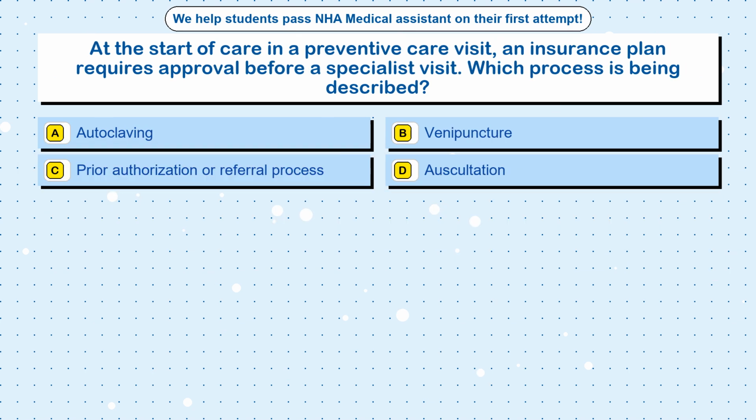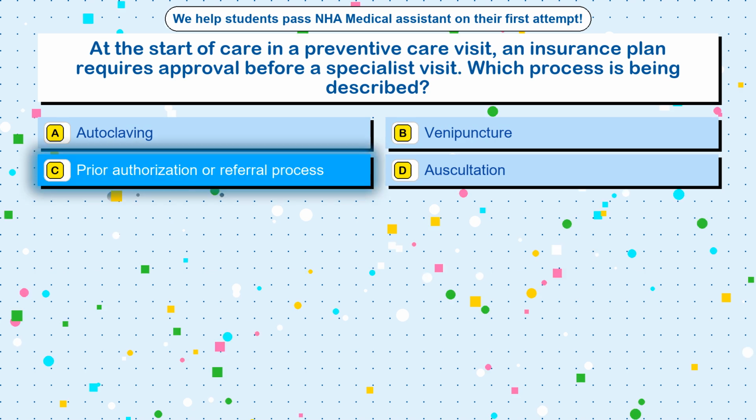Question 68. At the start of care in a preventive care visit, an insurance plan requires approval before a specialist visit. Which process is being described? Option A. Autoclaving. Option B. Venipuncture. Option C. Prior authorization or referral process. Option D. Auscultation. The correct answer is option C.